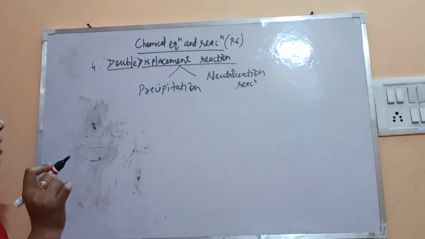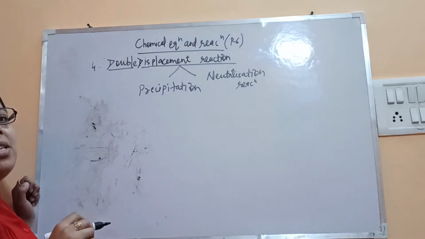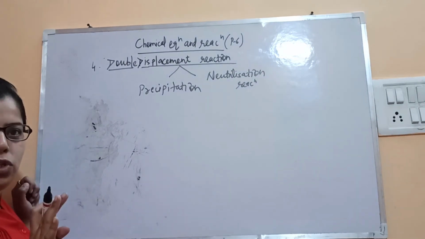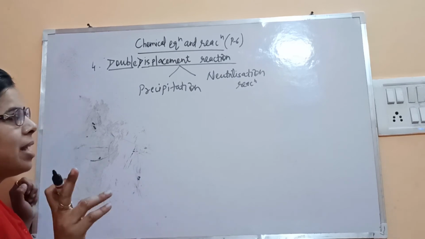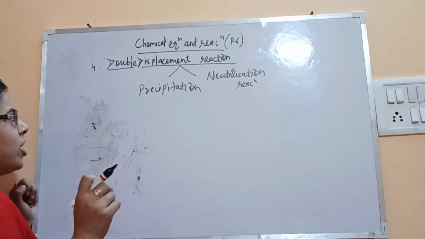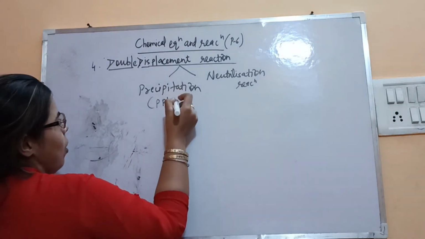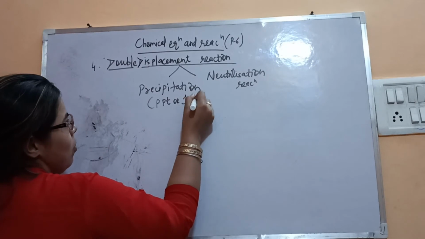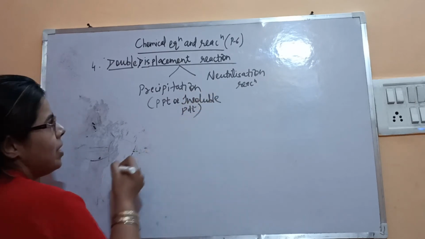reaction. Precipitation reactions are those reactions in which the exchange of ions takes place between the two aqueous solutions of the compound, like the example which we have discussed. That is the example of precipitation reaction. In this, a precipitate gets formed, or you can say an insoluble product. Insoluble product is known as precipitate.